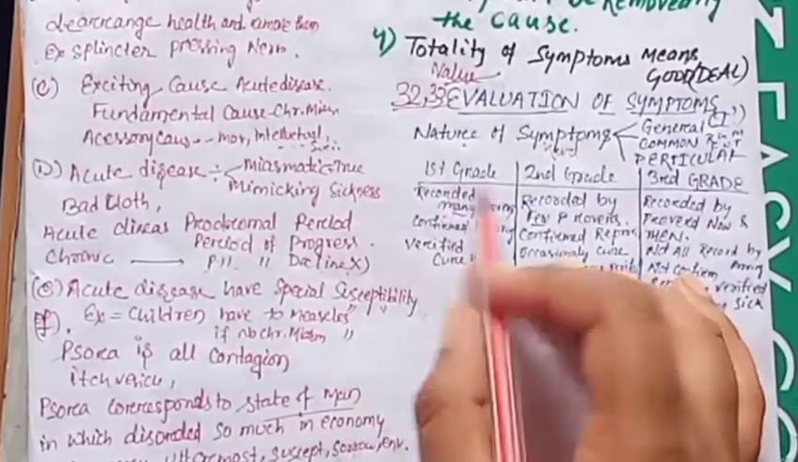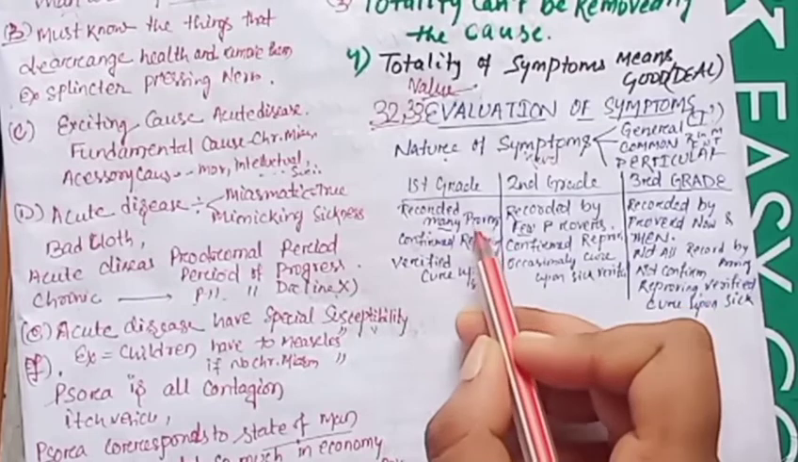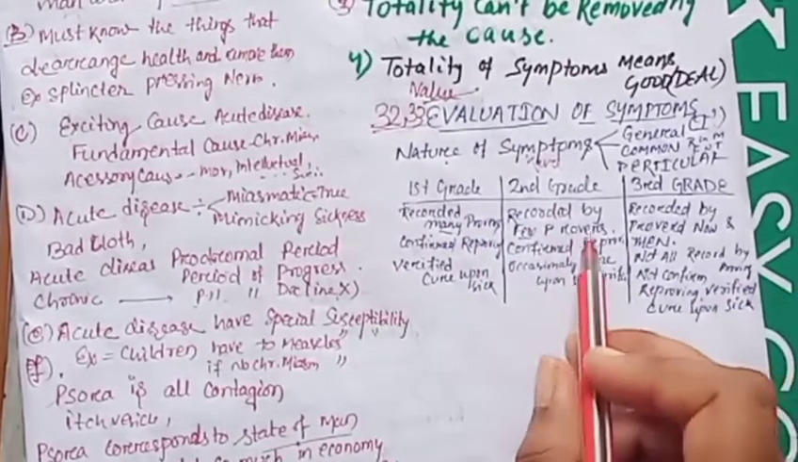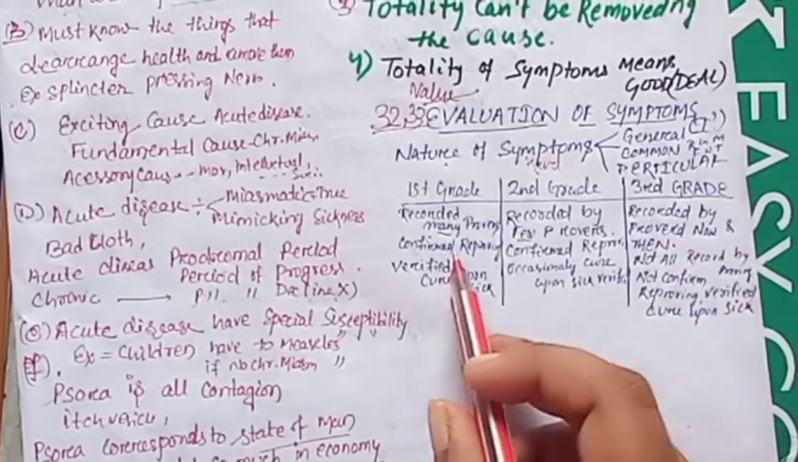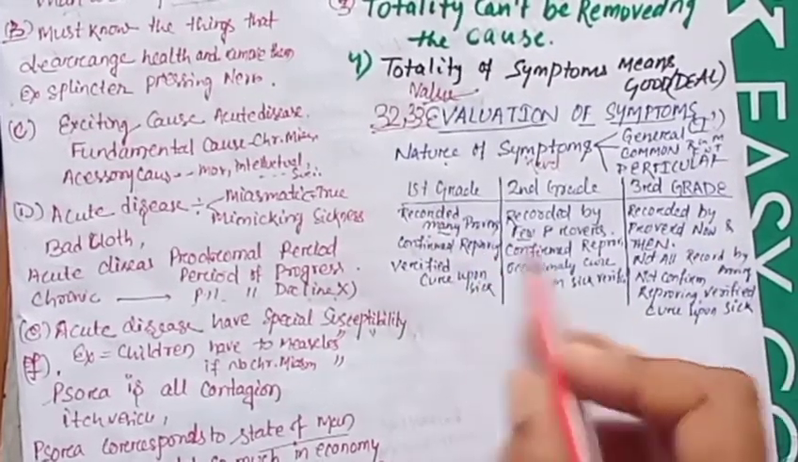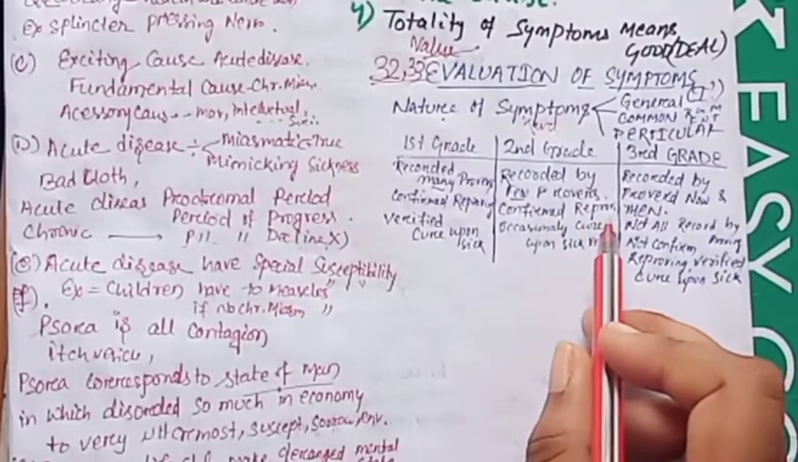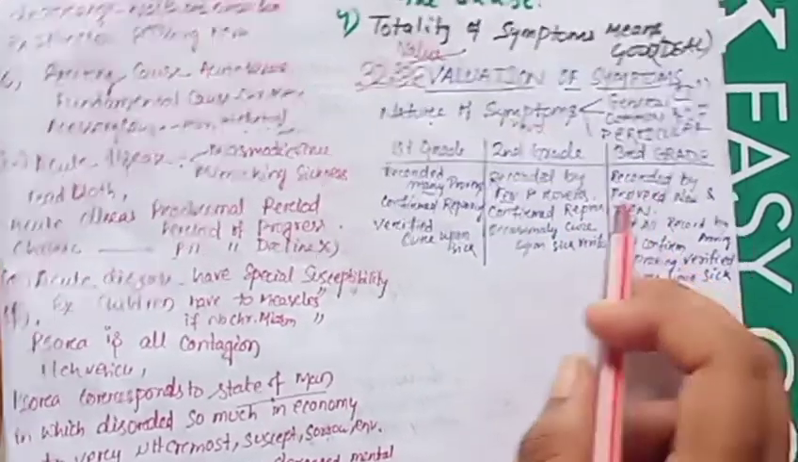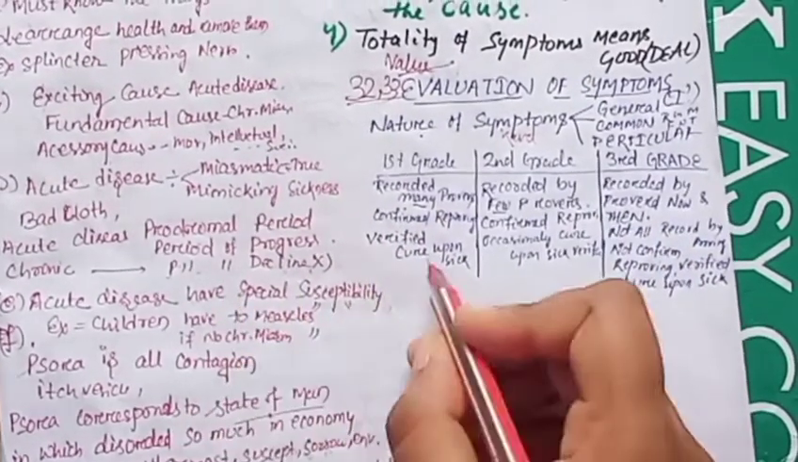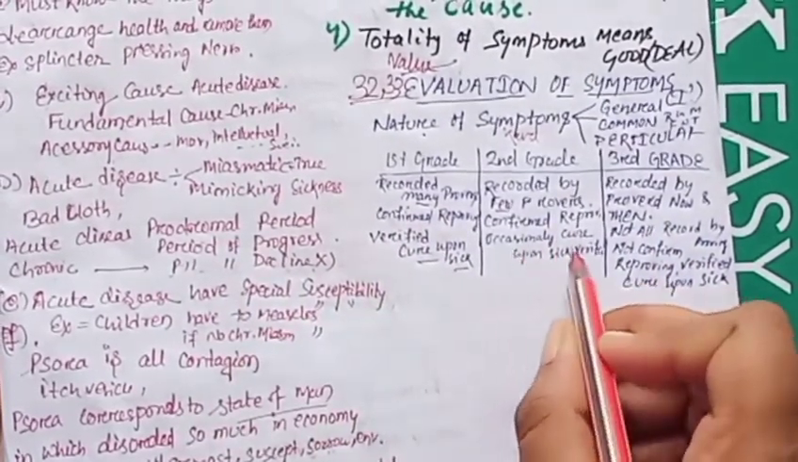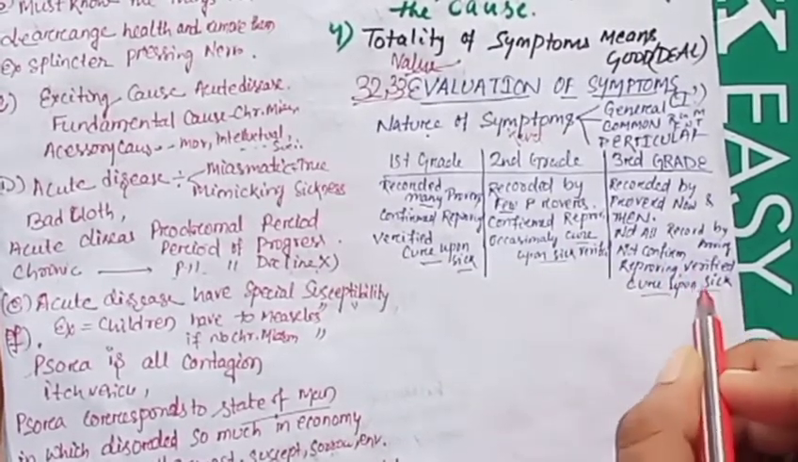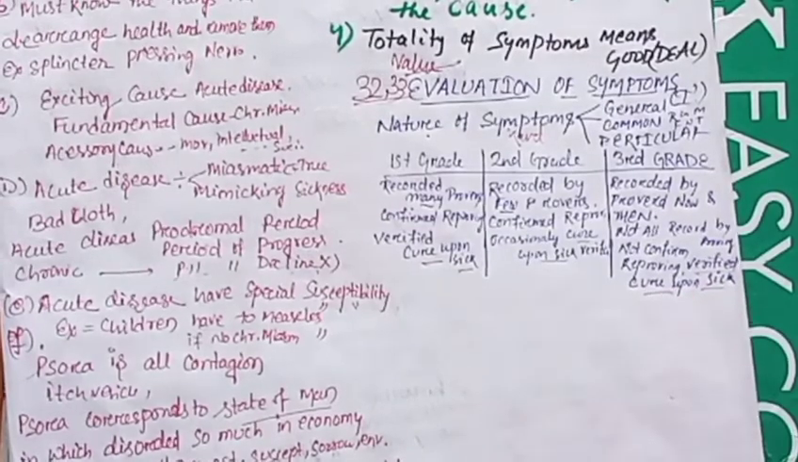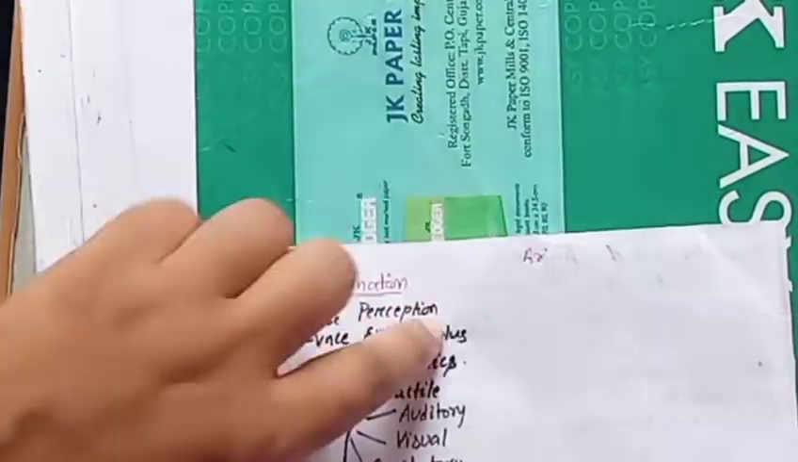So gradation of the symptom: first grade, second grade, third grade. First grade is recorded by the provers, second grade is recorded by a few provers, third grade is not recorded by provers, only now and then. First grade is confirmed by reproving, second grade is confirmed by reproving occasionally, third grade is not proved. First grade is cured upon the sick, second grade is occasionally cured upon the sick, third grade is not a confirmed cure. I only mention attention and hallucination, all others I will provide.